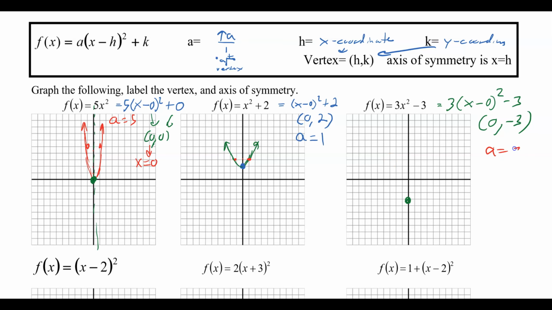My a is 3, so I'm going to go up 3 over 1 and over 1. So you can see it's up 1, 2, 3 over 1. Always over 1. And then we graph. So see, you can graph these extremely quick.